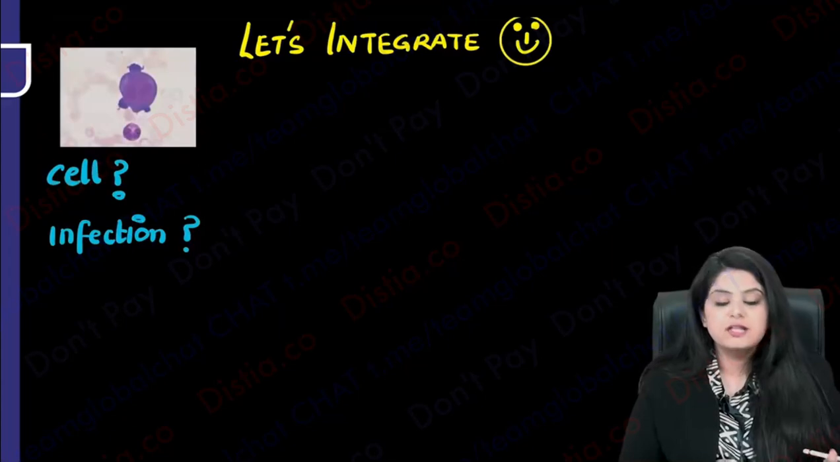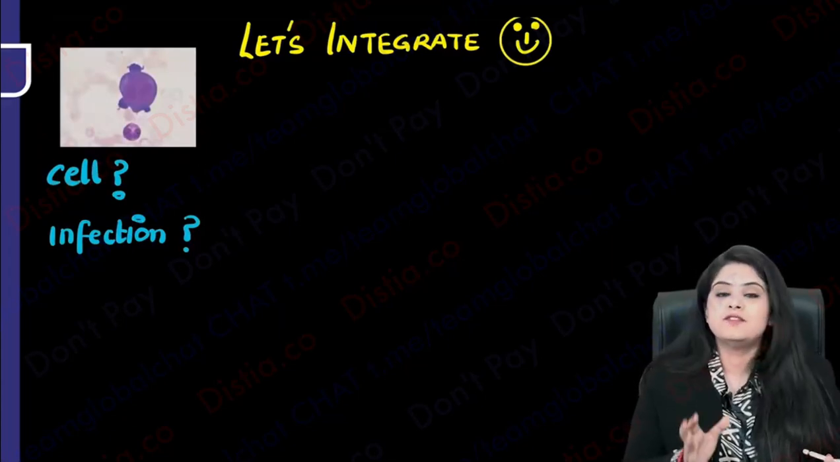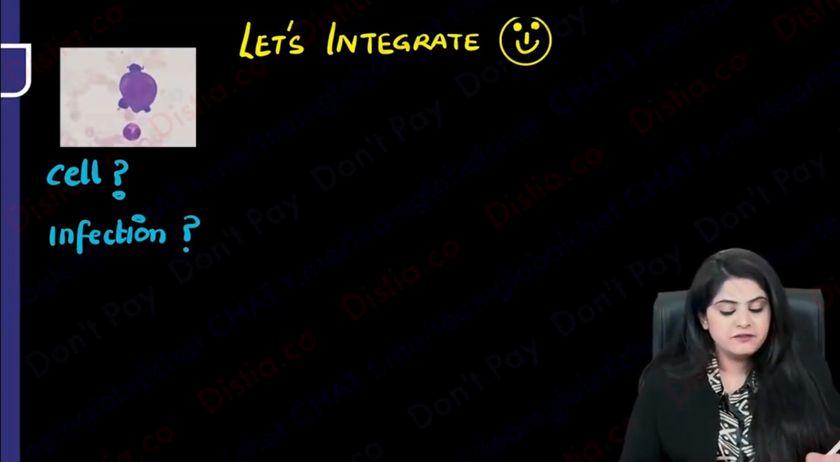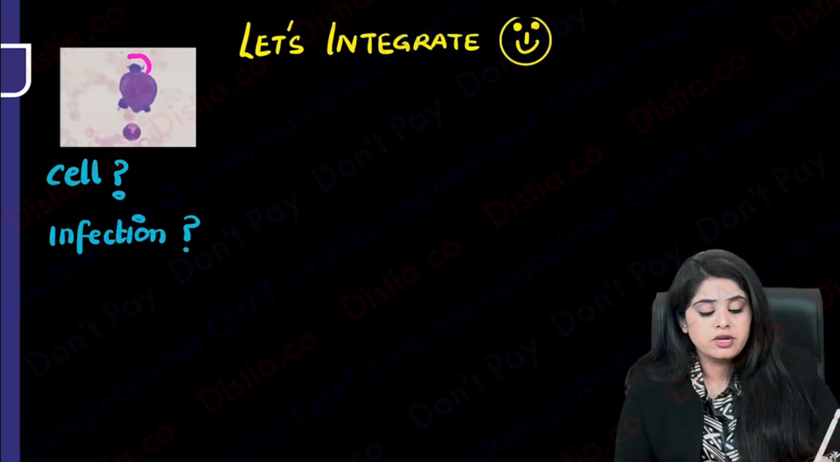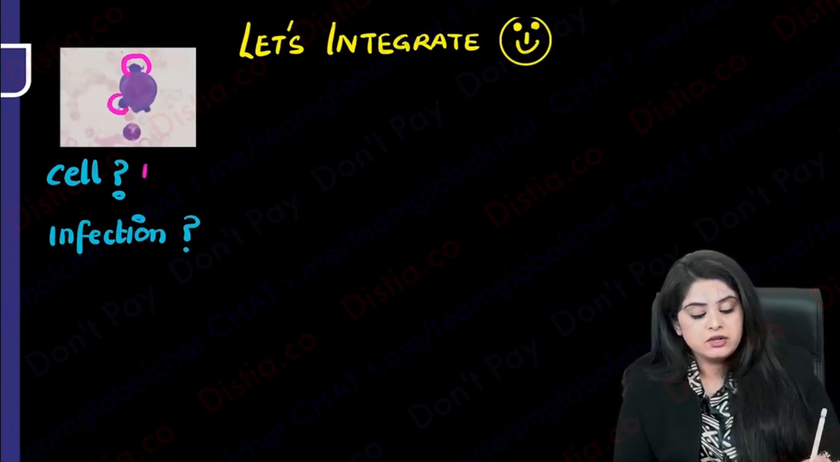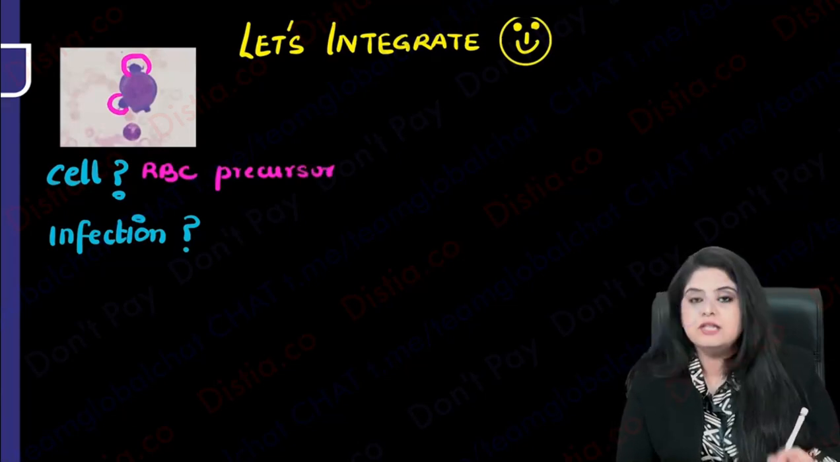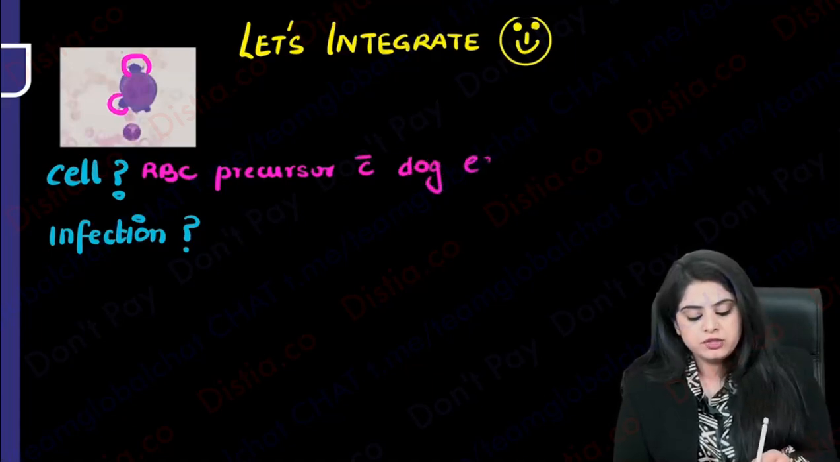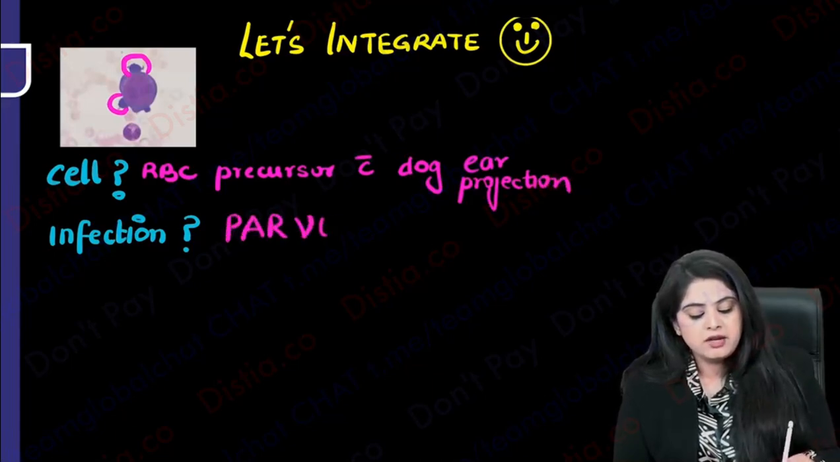Before I finish this, let's integrate to the next level. Another slide of pathology that I've got for you. What is this cell? If you remember, I taught you in your hematology chapter, these are red blood cell precursors which are showing you ears like a dog coming out. These are red blood cell precursors with dog ear projections, and this was also associated with parvovirus B19 infection.